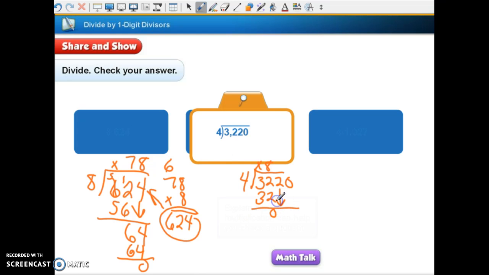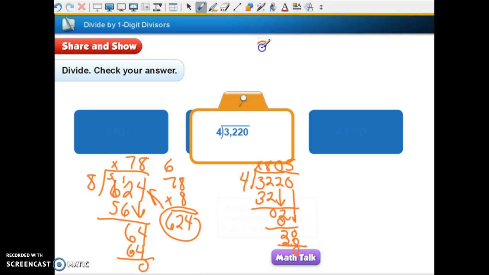We're going to bring down our 2. Can 2 be divided equally among 4 groups? No. So we're going to have to put a 0 up here. We're going to have to subtract a 0, and we're going to bring down our 0. Can 20 be divided among 4 groups? Yes. How many will be in each group? 5. So we get 0. Okay, now we've got to multiply to check.